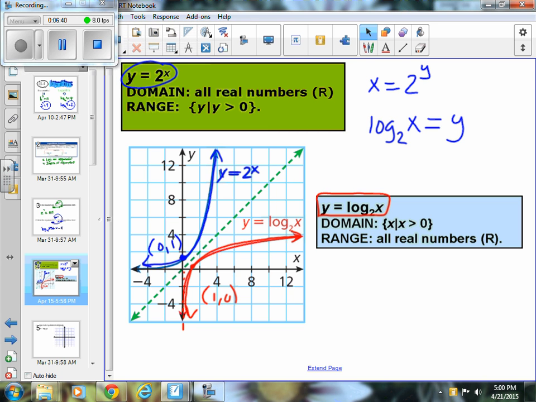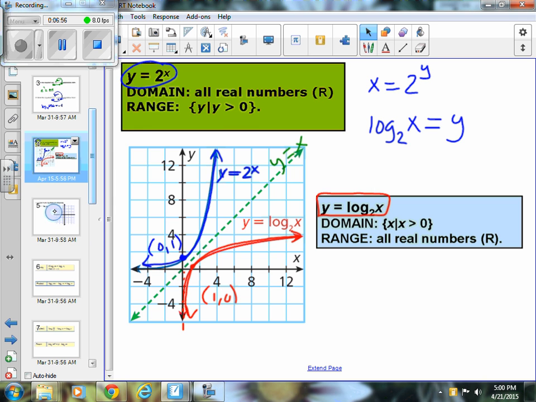And if you remember the symmetry they have, this little green dashed line in here, what symmetry does a graph always have with its inverse? y equals x. So that line y equals x. So that same symmetry is true when we're looking at that relationship with log.